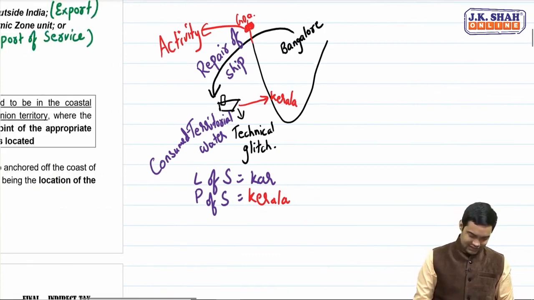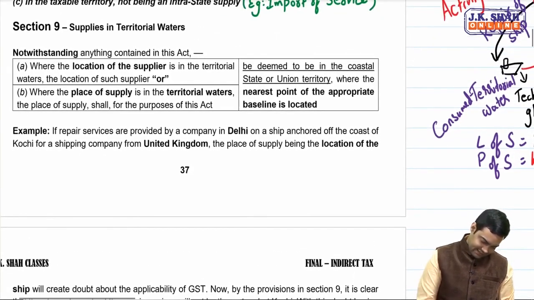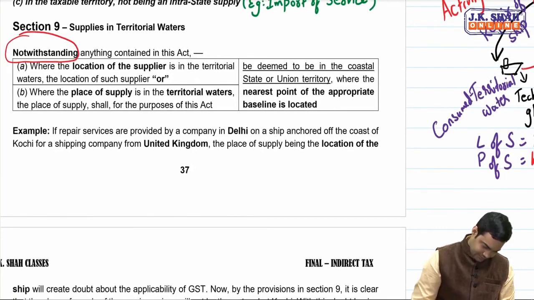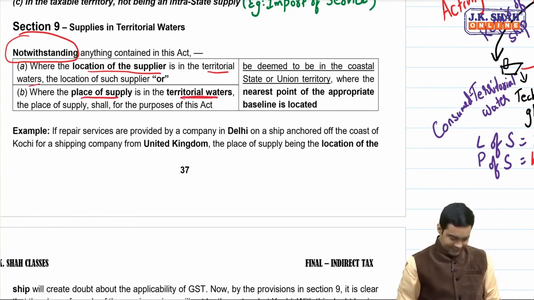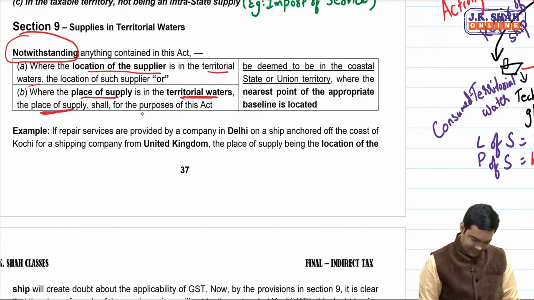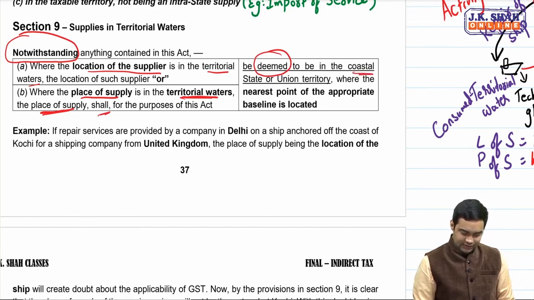Let's now see section 9. Now section 9, notwithstanding anything contained in the act, where the location of the supplier is in territorial waters, or the place of supply is in territorial waters, then the place of supply shall be deemed to be the coastal state or union territory nearest point, where the nearest point of appropriate baseline is located.